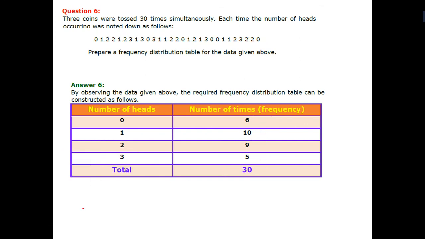So you have to complete in your fair book exercise 14.1 and 14.2. So this is sufficient for today's lecture. Now in the next lecture we go for the mean, median and mode formula.